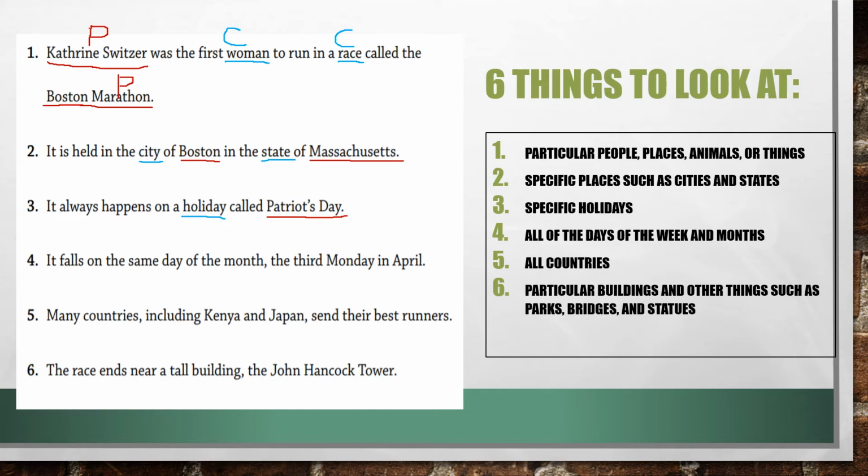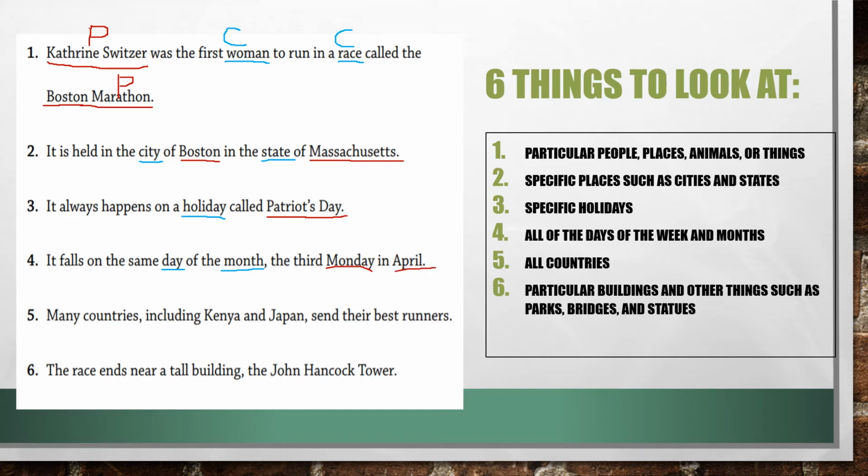Number 4, all of the days of the week and months. Well, here we go. If it falls on the same day of the month, the 3rd Monday in April. The common noun here would be day and month, because it could be any day, any month. But the proper noun would be Monday, and it would be April.